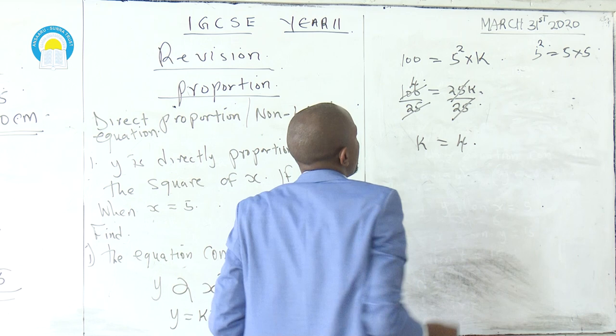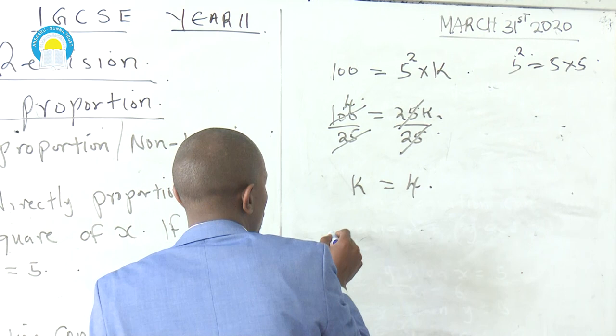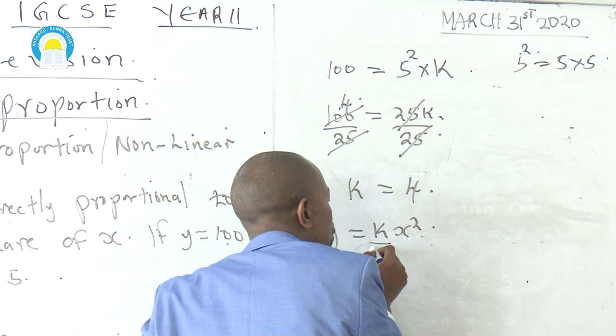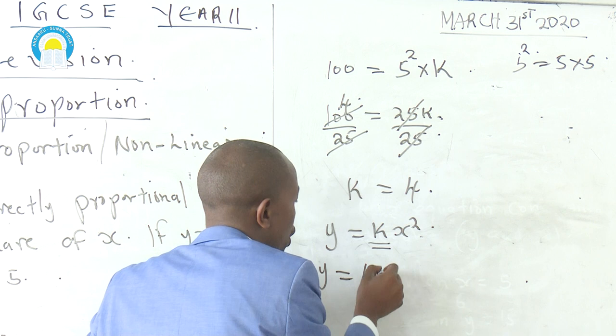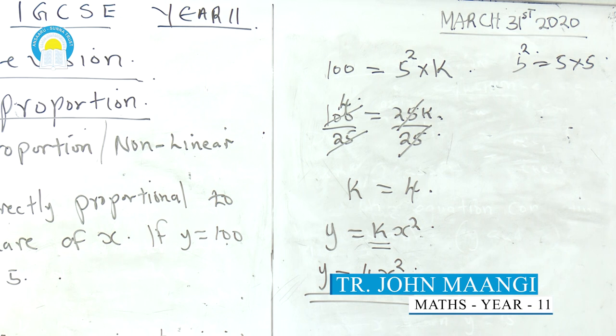Now, the equation is y is equal to kx squared. Now that we know the value of k, which is the constant of proportionality, that we have found out to be 4, replace it. So we say y is equal to 4x squared. Now, that is the equation connecting our variables. This is the formula of y in terms of x.